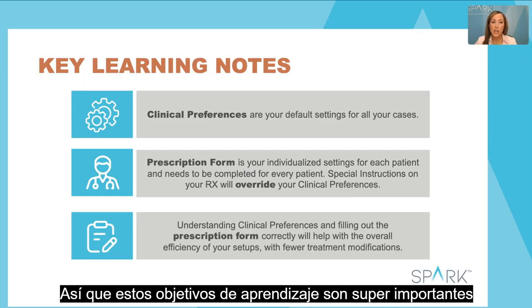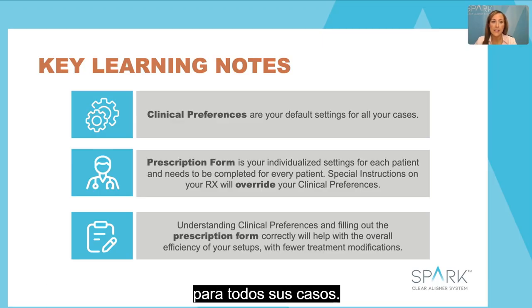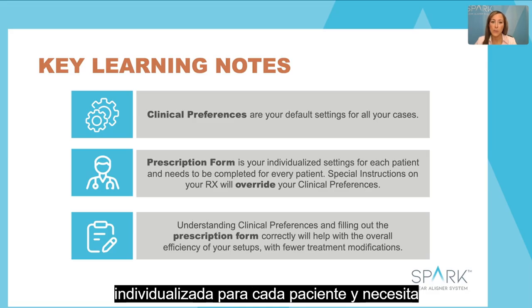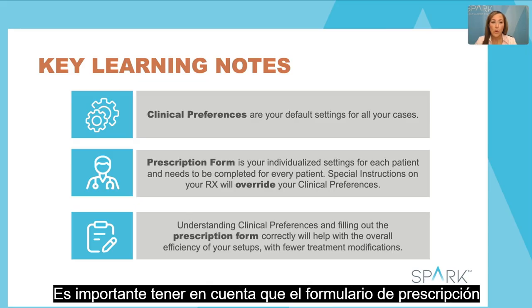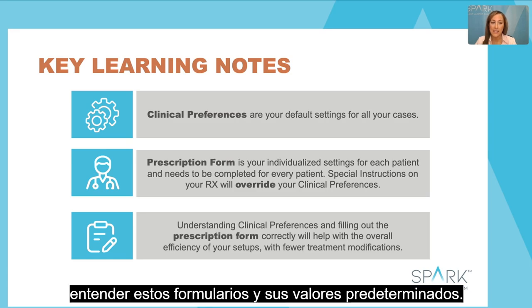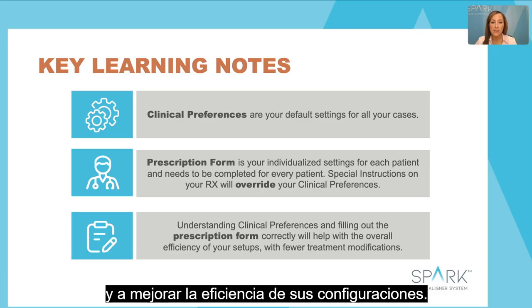So these learning objectives are super important because clinical preferences are your default settings for all of your cases. The prescription form is then the individualized settings for each patient and needs to be completed for every patient. It's important to note that the prescription form will override your clinical preferences. This is why it's important to understand these forms and their defaults. It will help you communicate more effectively with the designers and improve the efficiency of your setups.